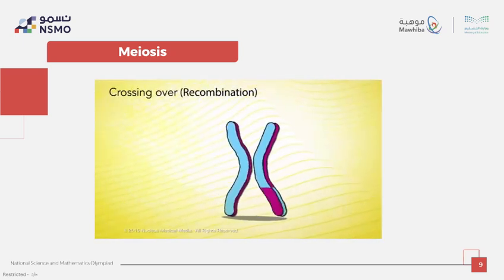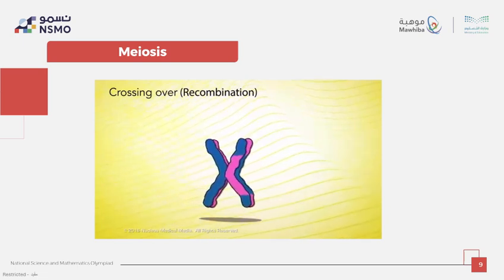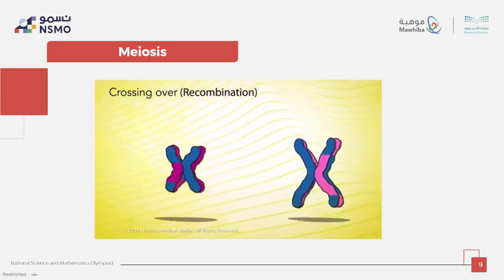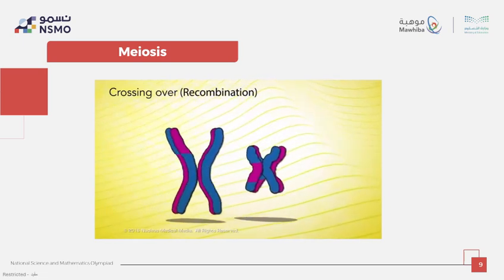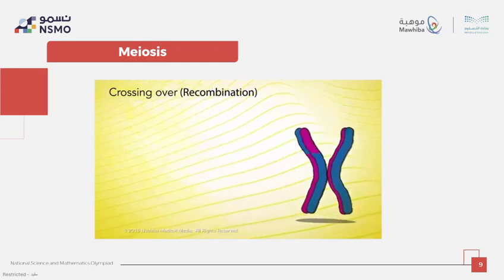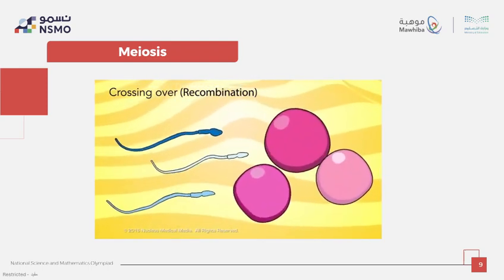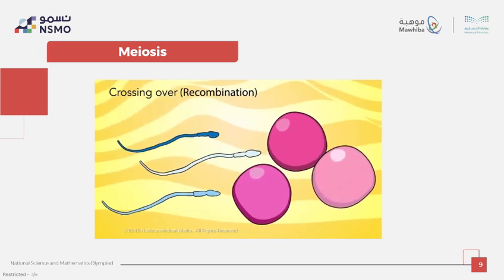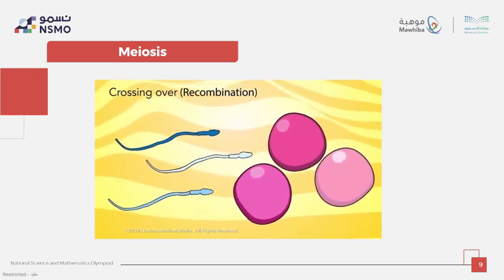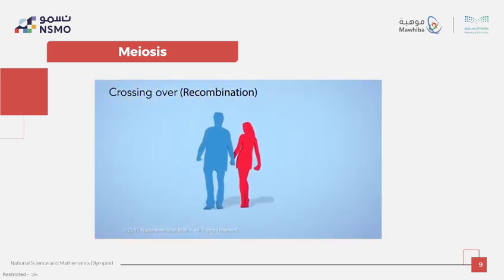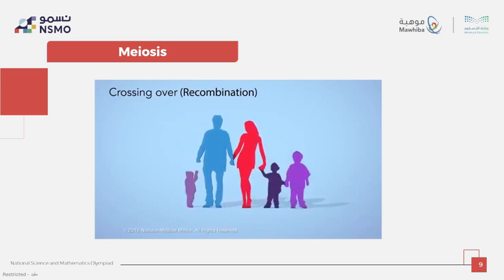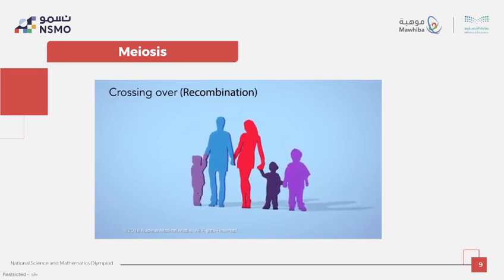Also called recombination, crossing over randomly happens on every chromosome, resulting in different gene combinations. This explains why every gamete is genetically different from every other gamete. Crossing over results in genetic variety in offspring. This is why children are different from their biological parents, as well as from their biological siblings.